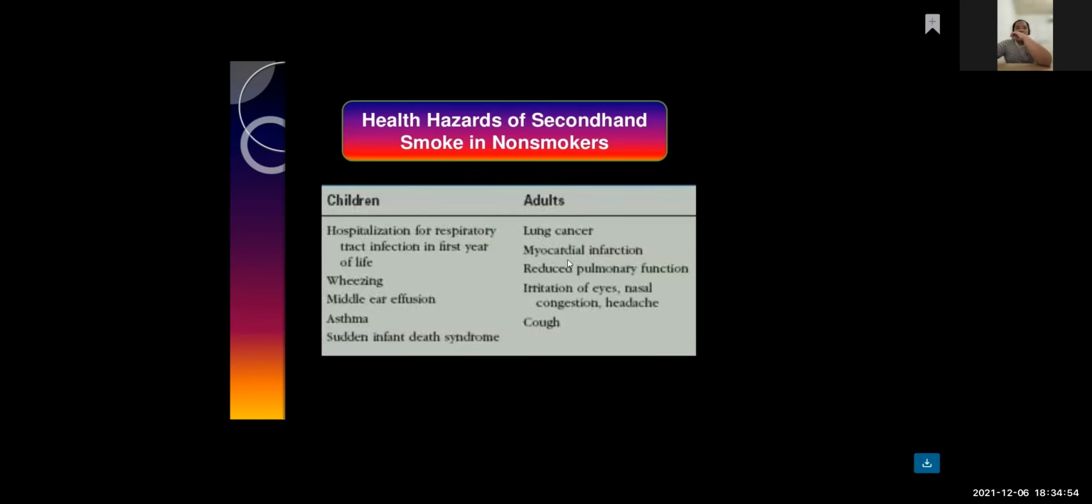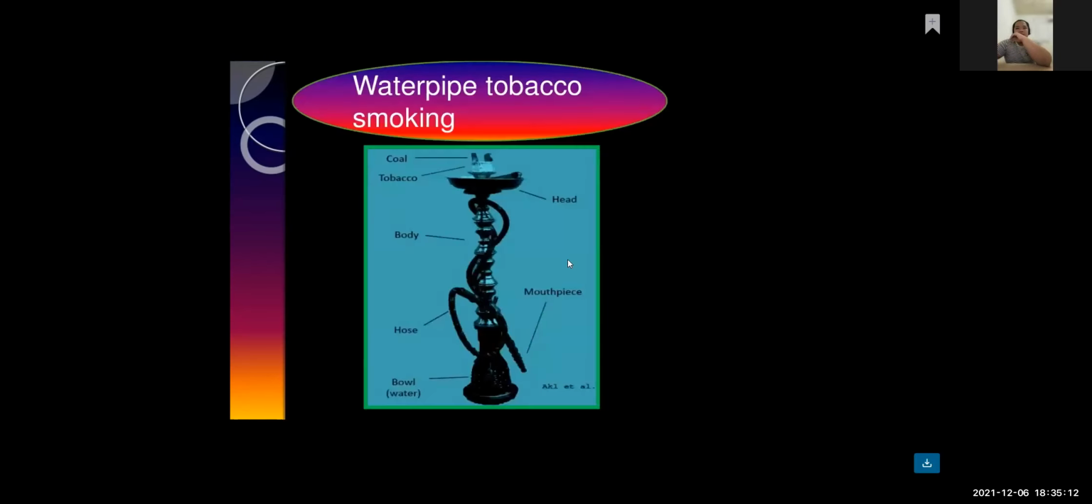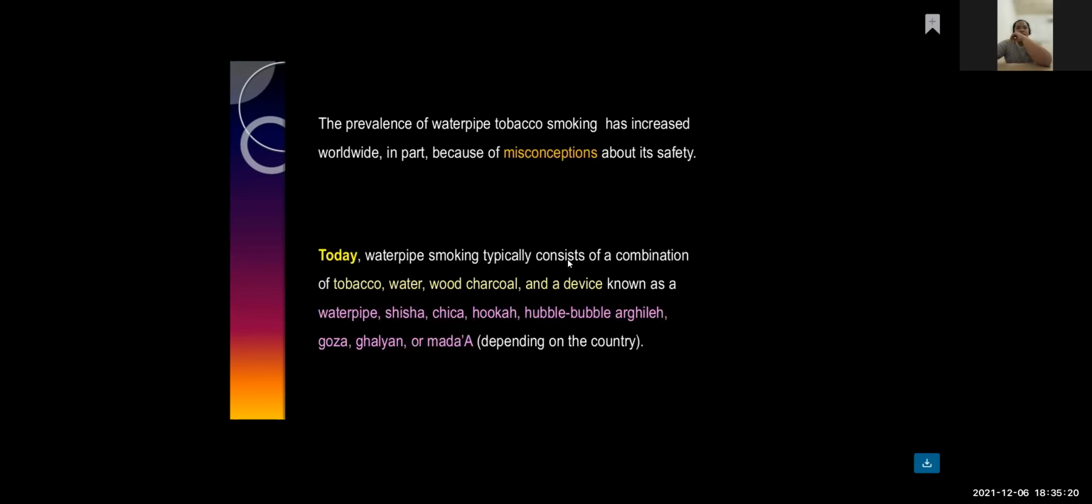So here are some hazards for children: hospitalization for respiratory infection in the first year of life, wheezing, middle ear infection, asthma, sudden infant death. And for adults, lung cancer, coughs, angina, and others. This is some other example of smoking.